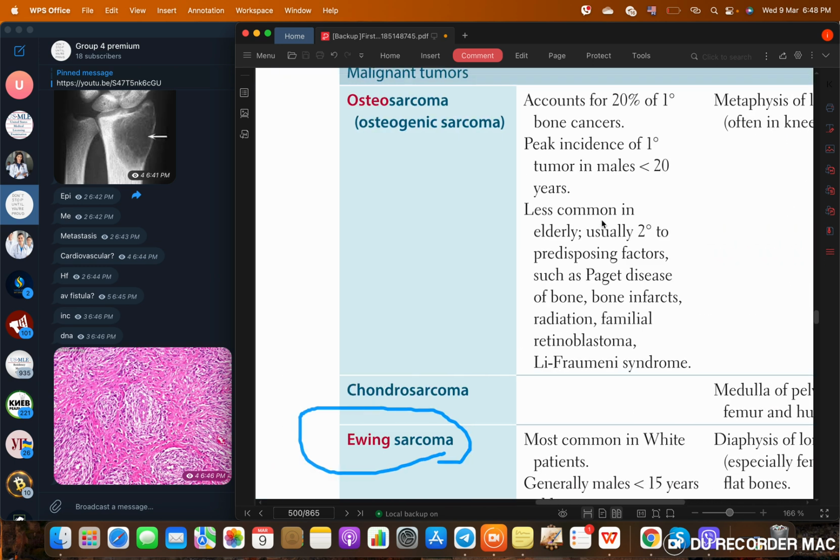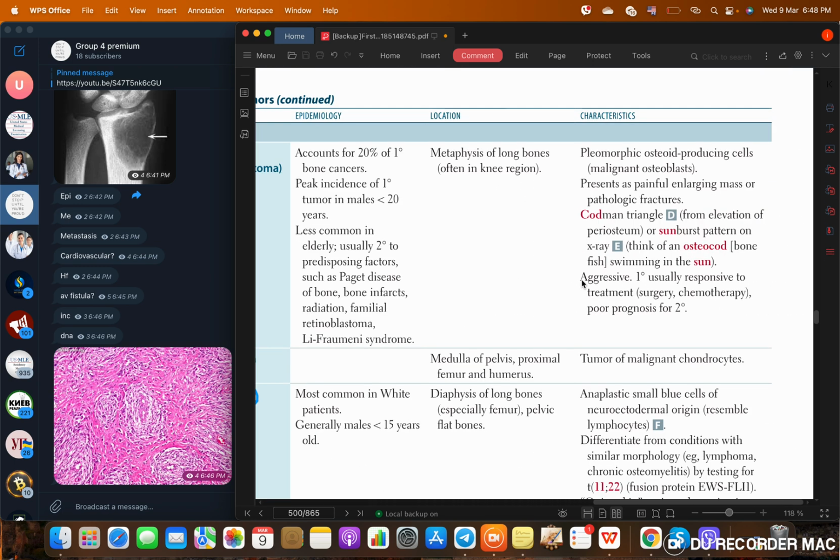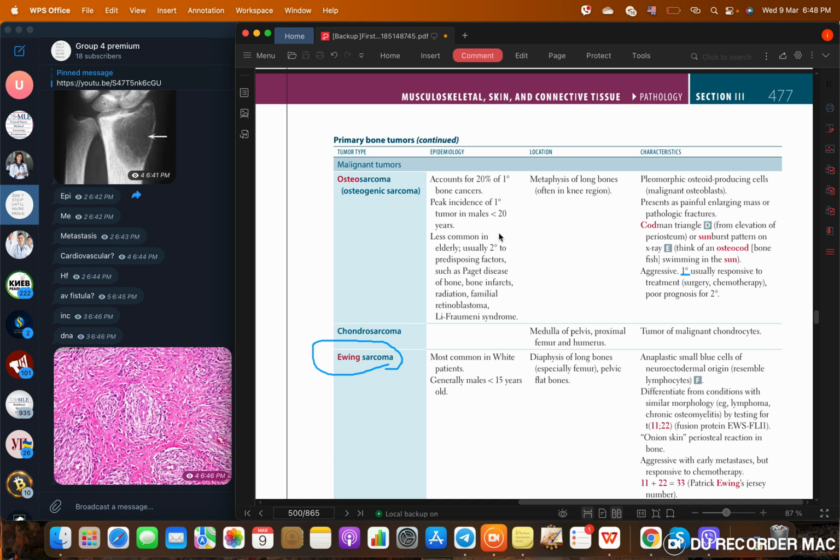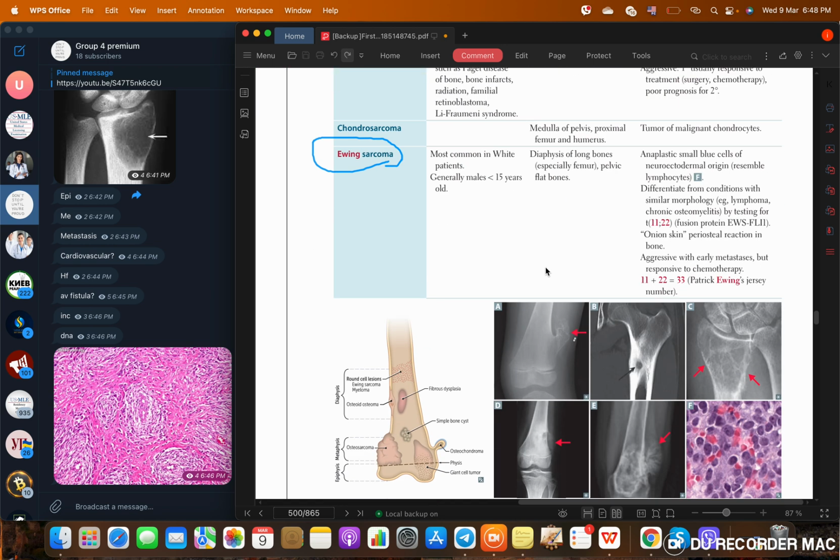So the tumor in case of osteosarcoma is quite aggressive, of course, because it's malignant, but it can be responsive to surgery and chemotherapy. So if it was a primary, it's much better. But if it was secondary to one of these diseases, it sucks. Poor prognosis. So chondrosarcoma, medulla of the pelvis can be affected, like the pelvic bone, and the proximal femur as well.